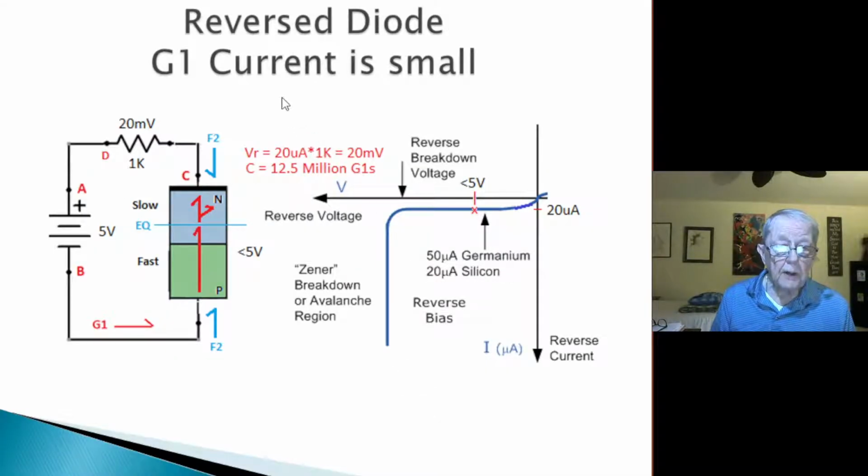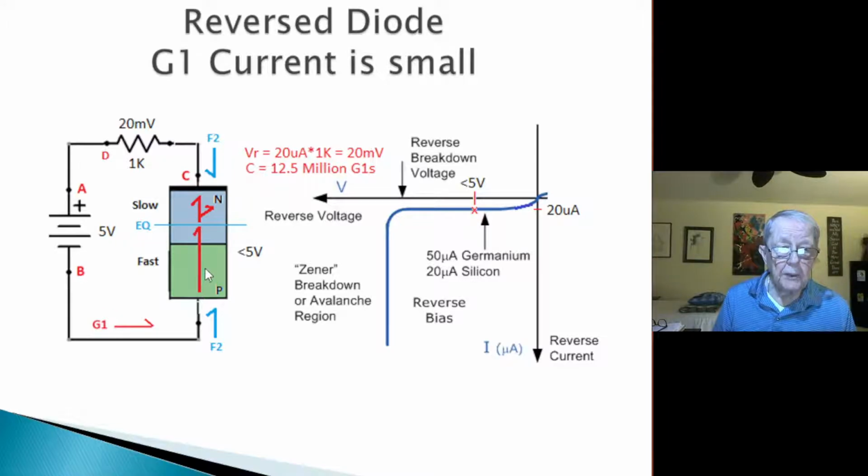The reverse diode is a similar situation. This is the same circuit, I just flipped it around. It's a 1K resistor, a 5-volt battery. And its operating range is here. By the way, an original diagram of this had a minus current, and this had a minus voltage. Well, there is no minus current and minus voltage.